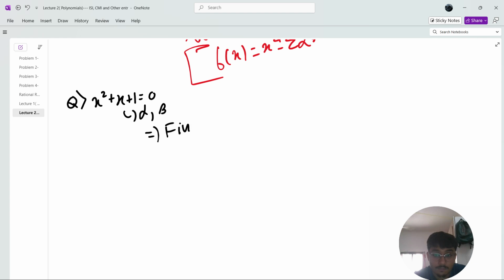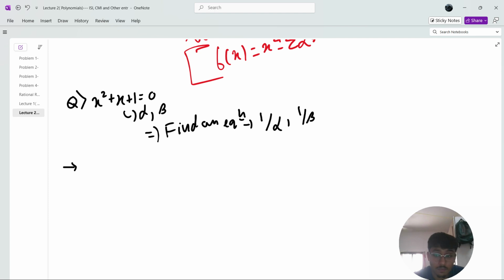Find an equation whose roots are 1 by alpha and 1 by beta. Okay. Easy one. Just use the concept which I made you understand in Vieta's relations for quadratic equations.